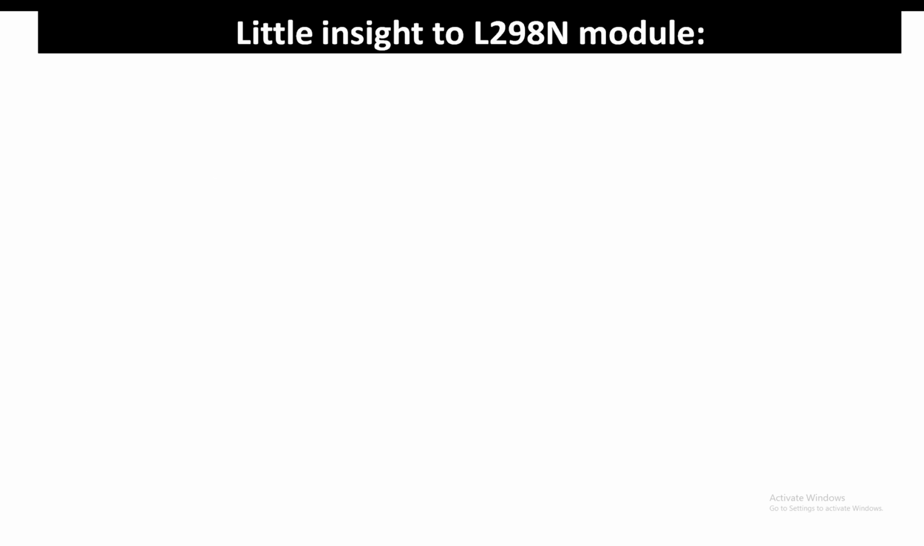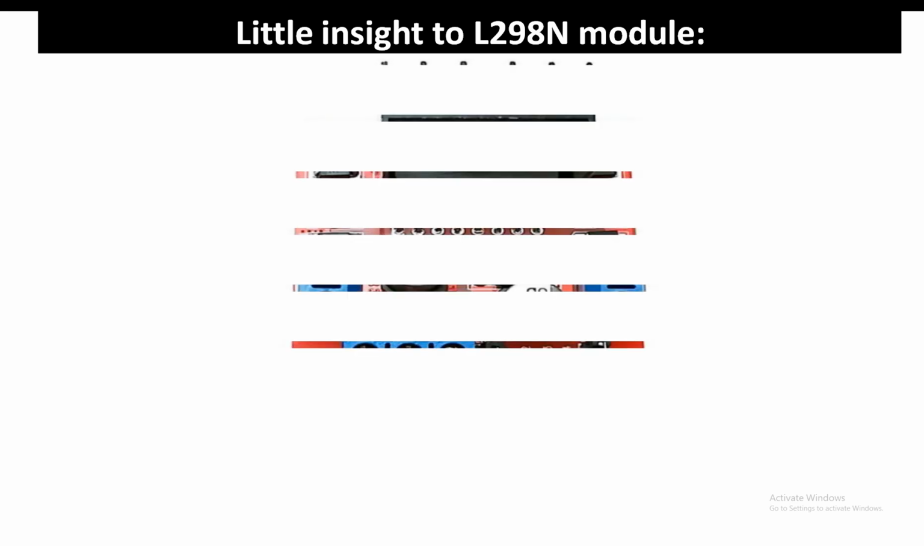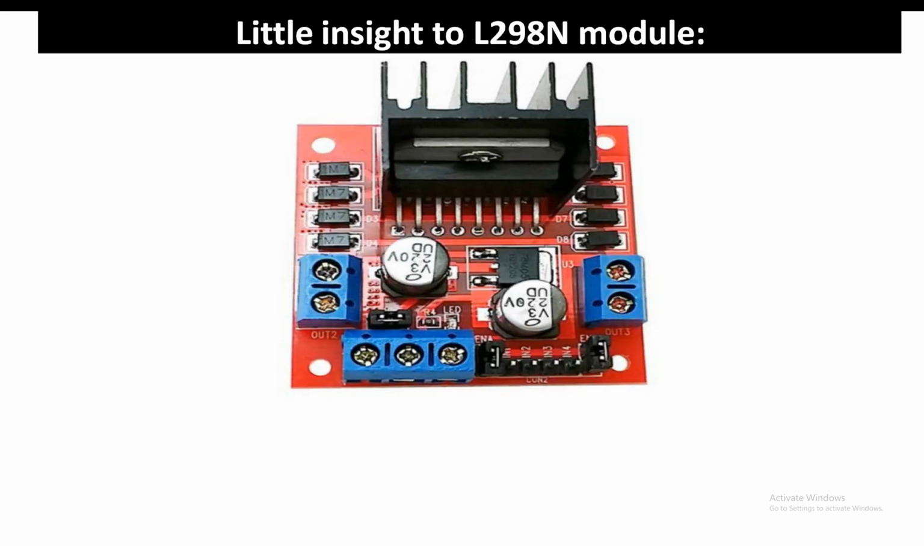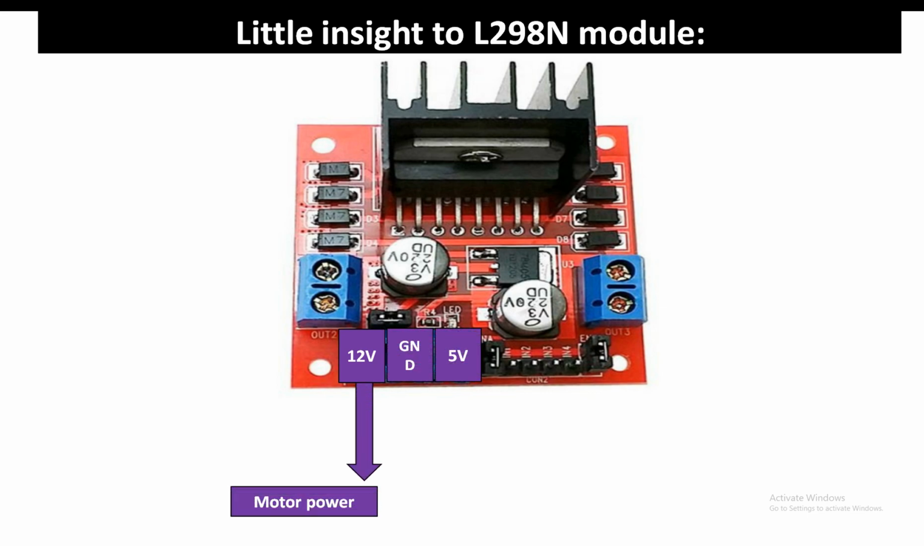So guys, let me give you a little insight into the L298N module that we are going to use here. This is the module we are going to use to drive the motors of our 4WD car chassis. As you can see, it has three terminals here. One is the 12 volt, other is the ground, other is the 5 volt. Now this 12 volt is basically the motor power, for the motors that you will connect to these output ports, these two terminals. And the right one is for the L298N IC, that's the 5 volt.